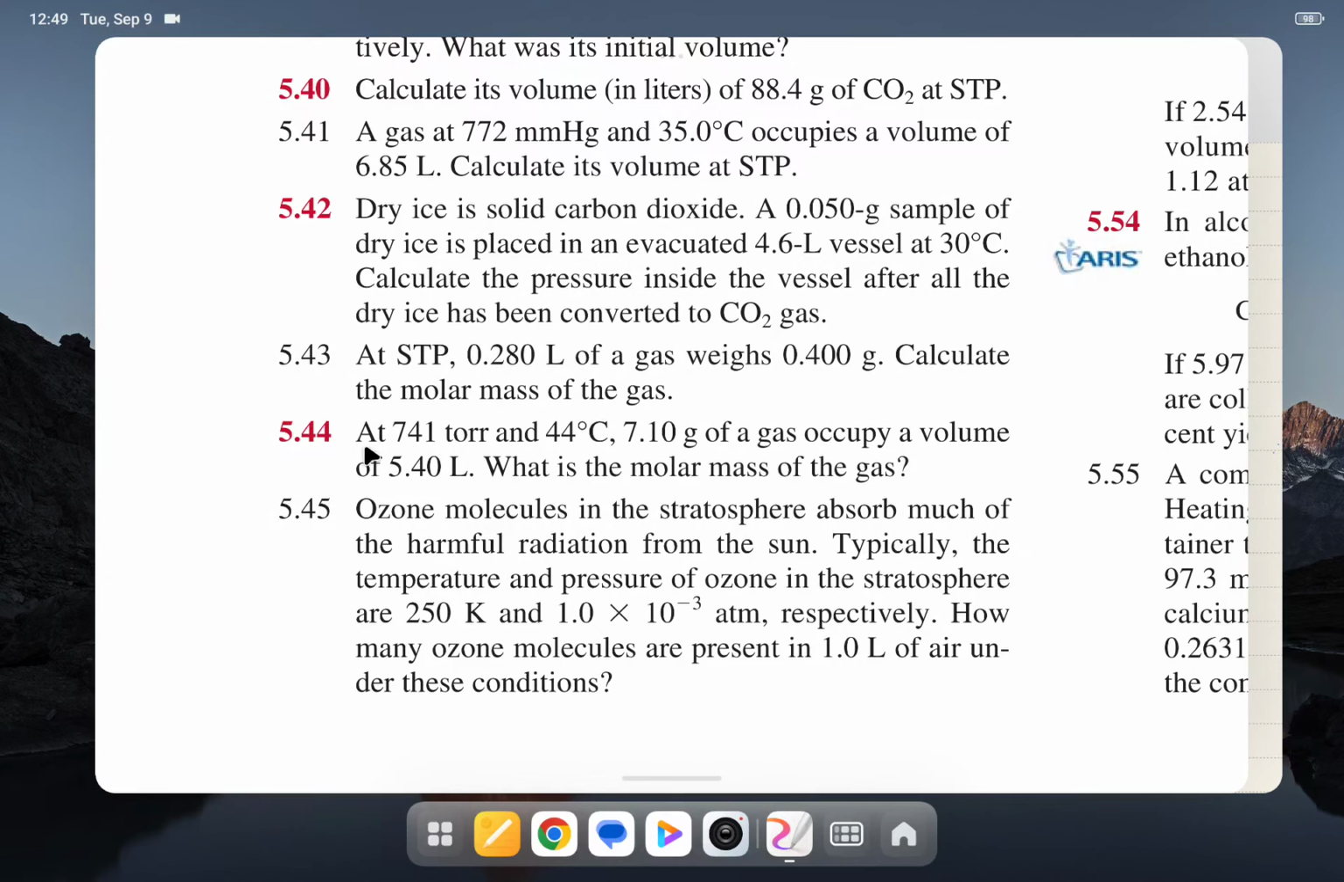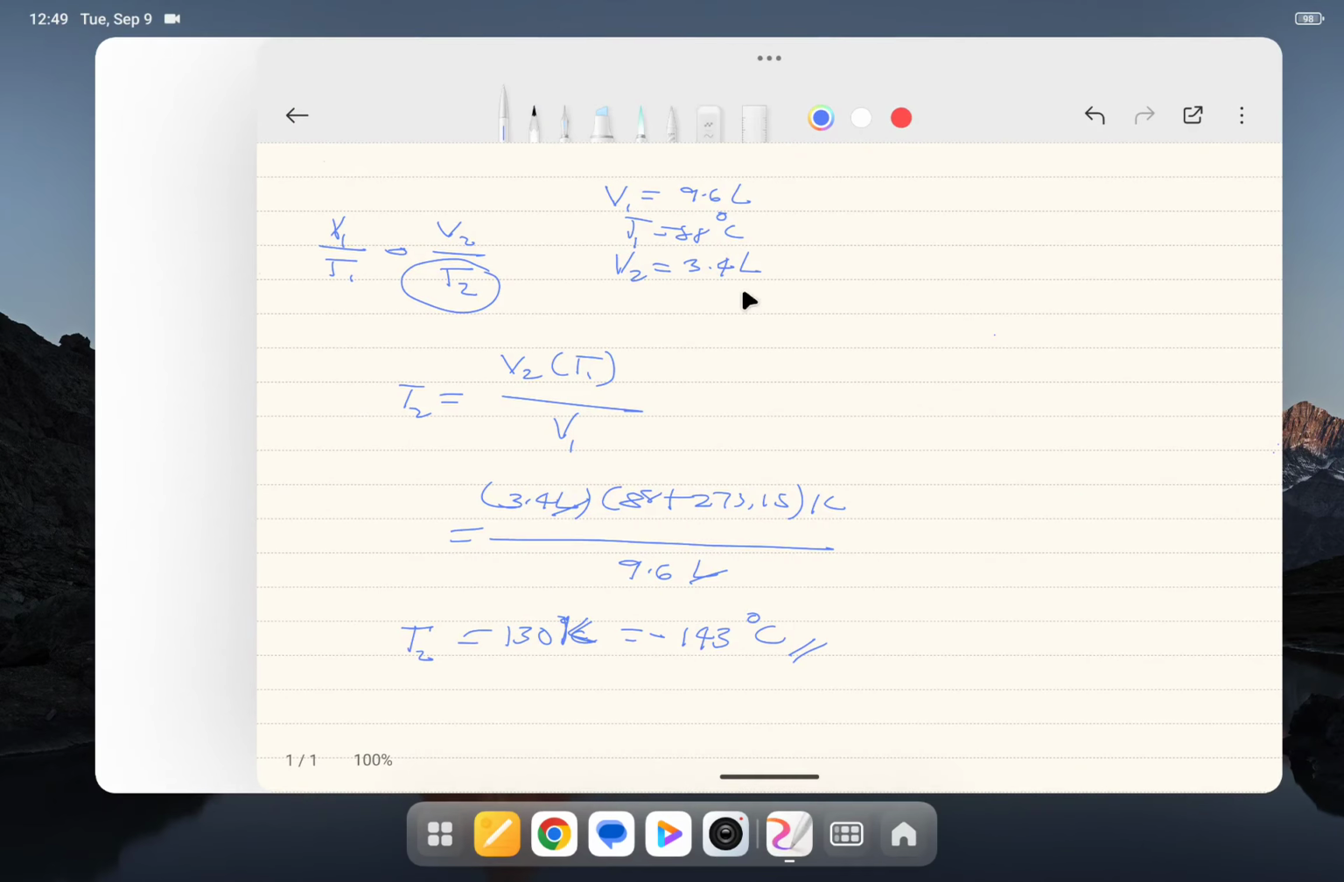Anyway, so 5.44, you have a pressure which is in Torricelli, 741 Torricelli and 44 degrees Celsius. That is a temperature. 7.10 grams of a gas occupy a volume of 5.40 liters. What is the molar mass of the gas? Oh, so you are asked of the molar mass. What is given is, maybe we can write it down. What is given? You have pressure.